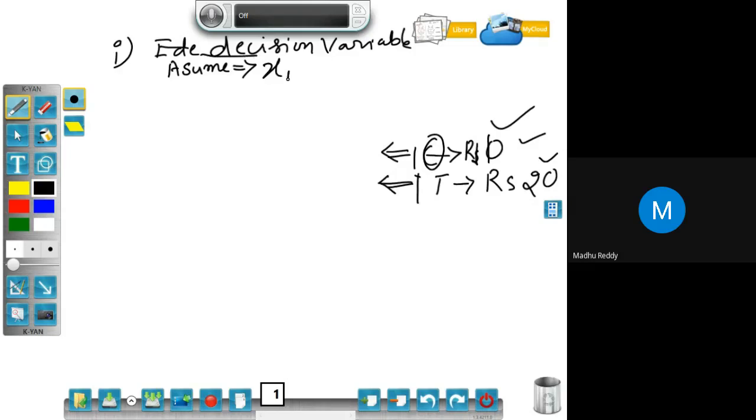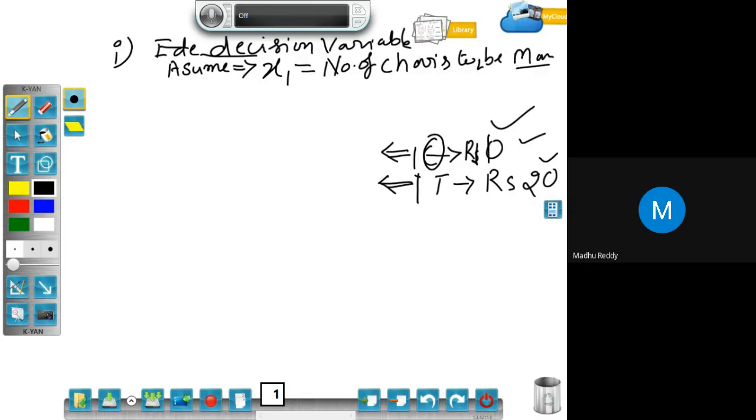That is, I am assuming x1. Why? Because I need to know the maximum profit, how much profit on chairs. So x1 is the number of chairs to be manufactured. Okay, you write this down. Second one, same thing. I need to know, on tables also I am getting 20 rupees of profit. I need to know the number of tables to be manufactured.